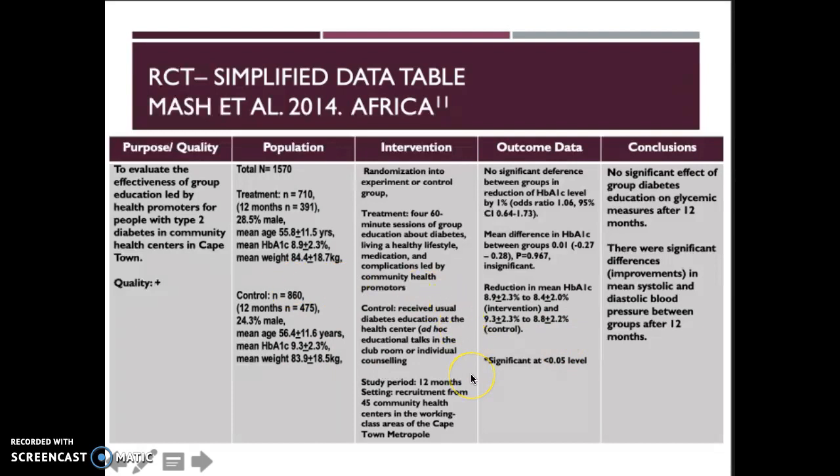The other clinical outcomes that these authors studied related to systolic and diastolic blood pressure, which were significant. However, those outcomes were not documented in this study because the focus was on glycemic measures. However, it is a point to consider when developing clinical outcomes for the group education programs.